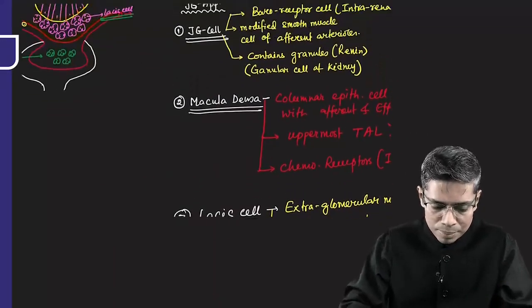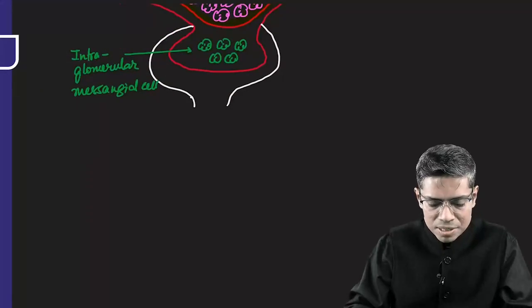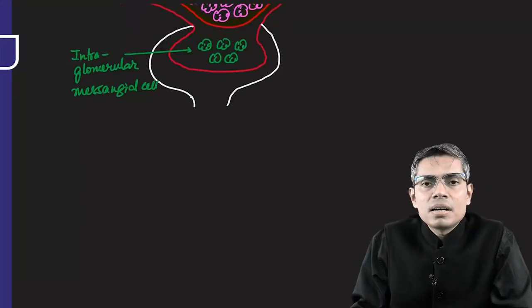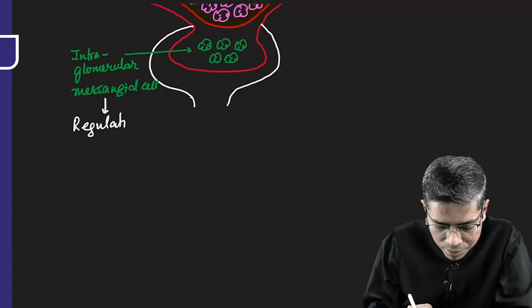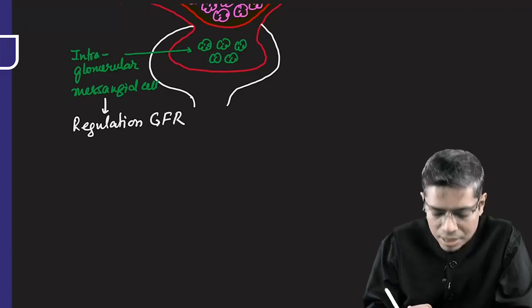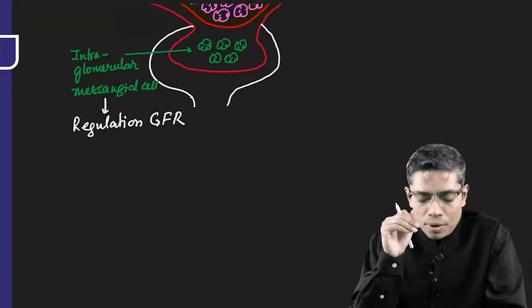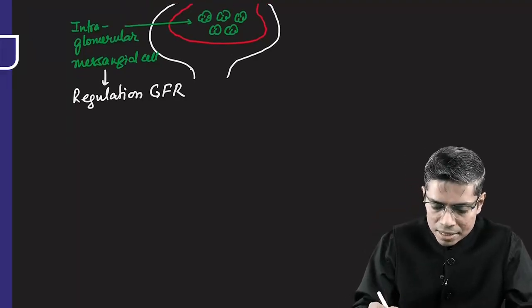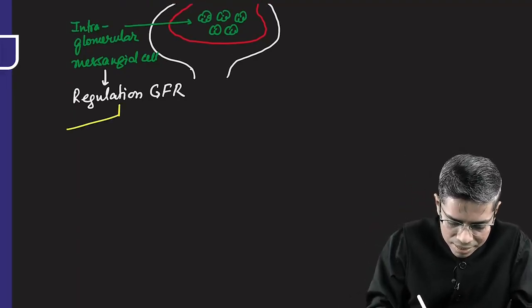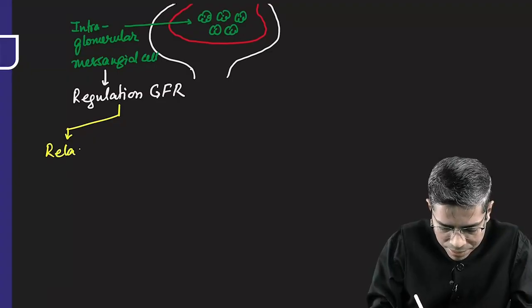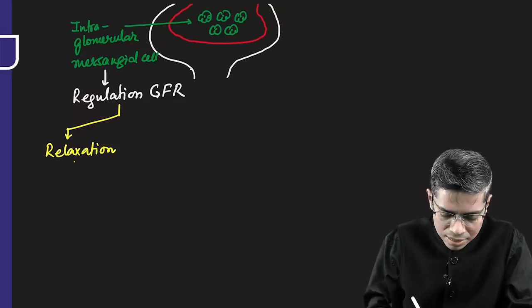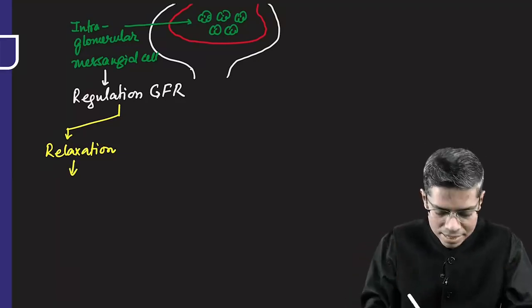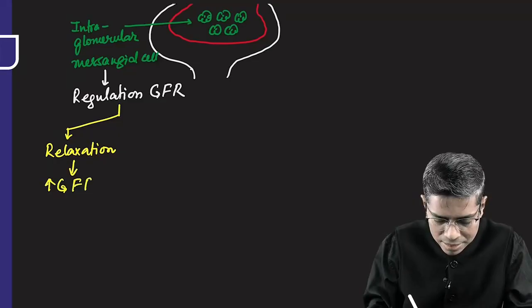I told you that apart from the extraglomerular ones, there are also intraglomerular mesangial cells. What is the function of these intraglomerular mesangial cells located in between the glomerular capillaries? They are responsible for regulation of GFR, the glomerular filtration rate. How do they regulate the GFR? If there is relaxation of these intraglomerular mesangial cells, then what will happen? The capillary will be dilated, and that's why there will be an increase in GFR.